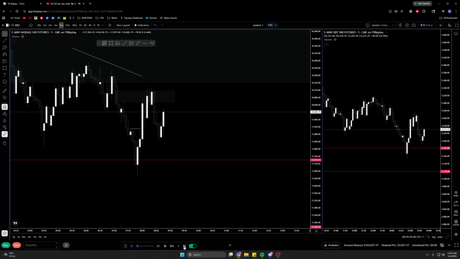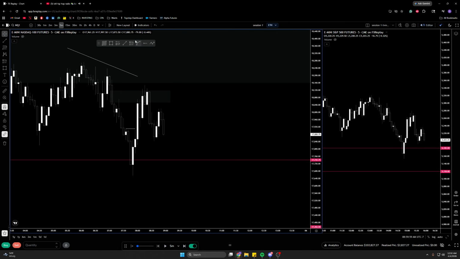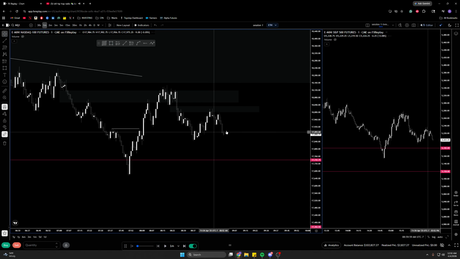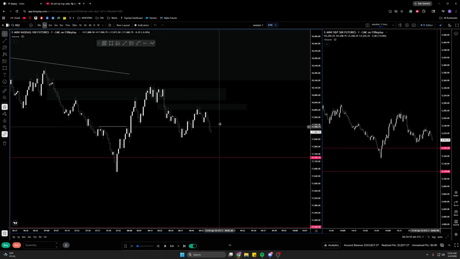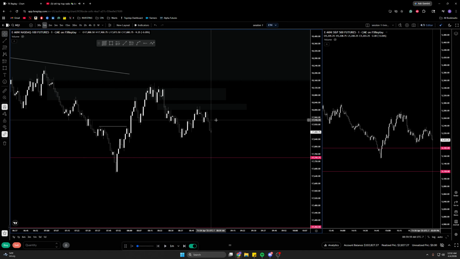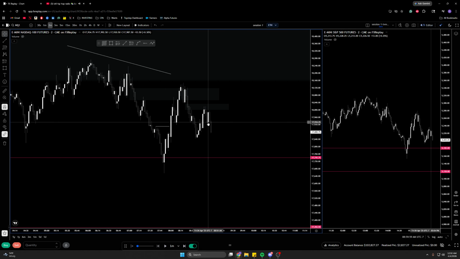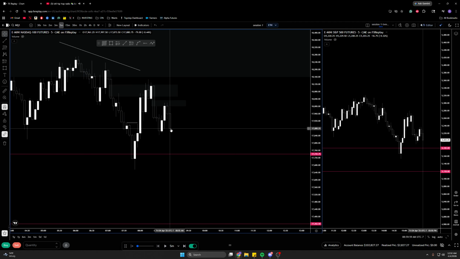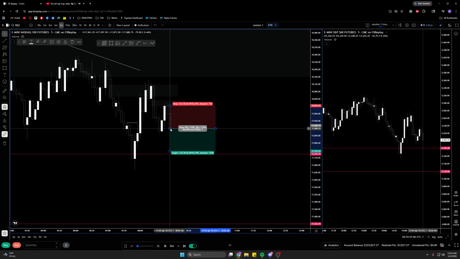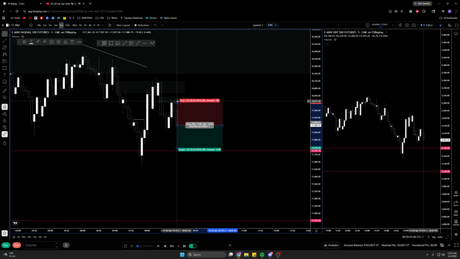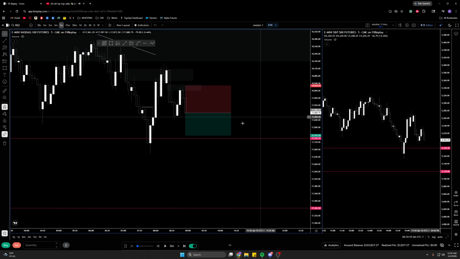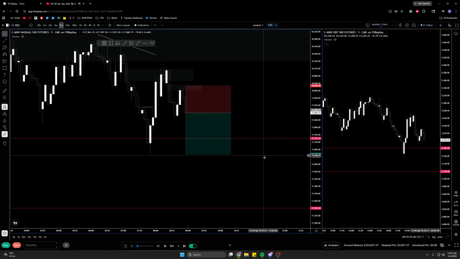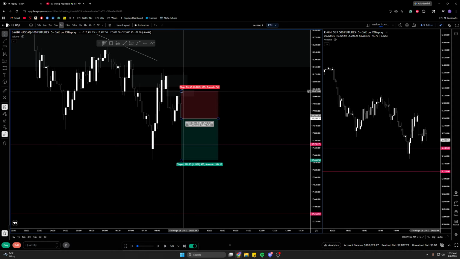Okay. Ooh, I like this. I like this for shorts here. I kind of like this for shorts. Kind of a little bit later of an entry, but I like this reaction here. I'm going to go for a short position. We could probably target this low here, or we just have to be careful of any SMTs.